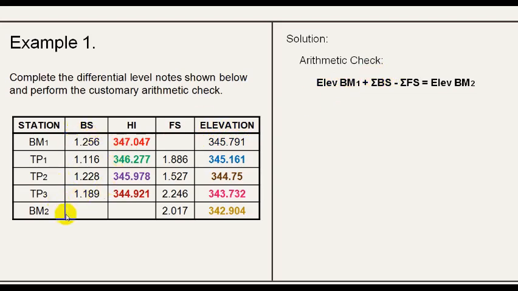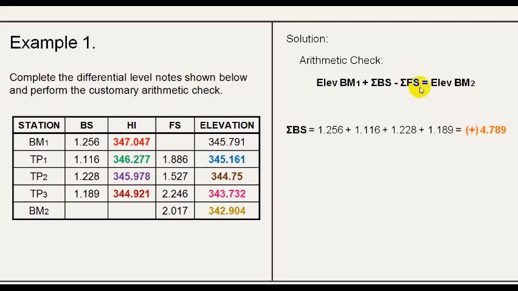So, ato siya, this column, ato siya i-add. Ito na natong backside readings, which is 1.256 plus 1.116 plus 1.228 and 1.189. Total ana is equals to 4.789, or ibutang na to plus sign since ang atong backside is often called as plus side.